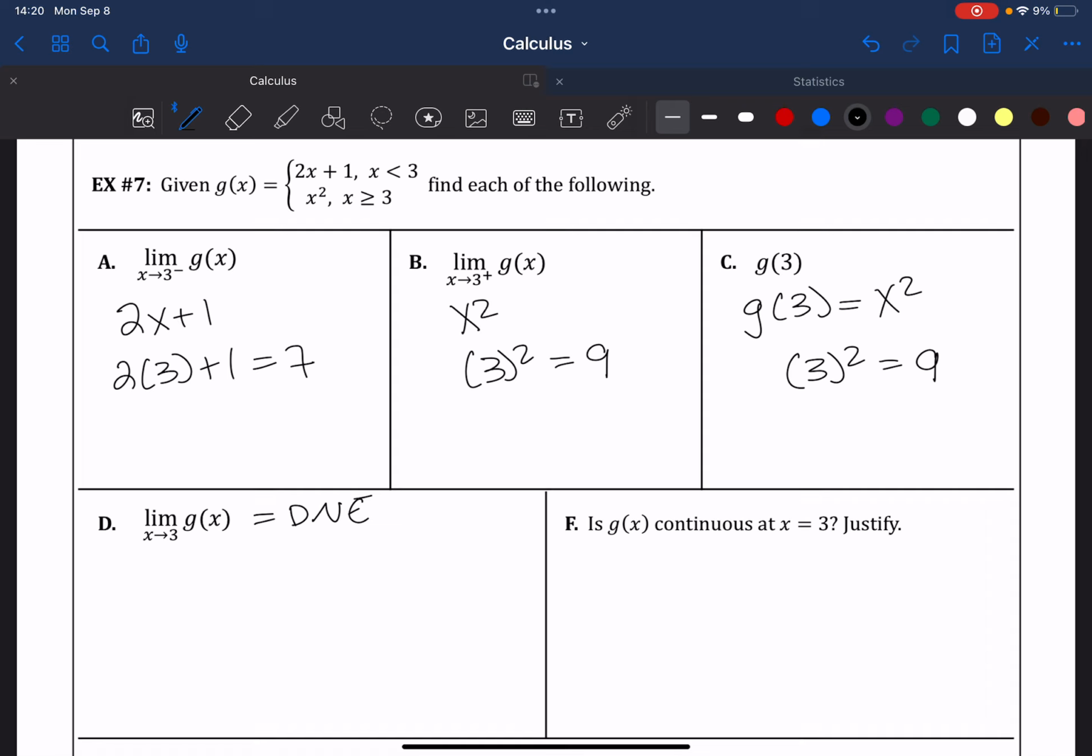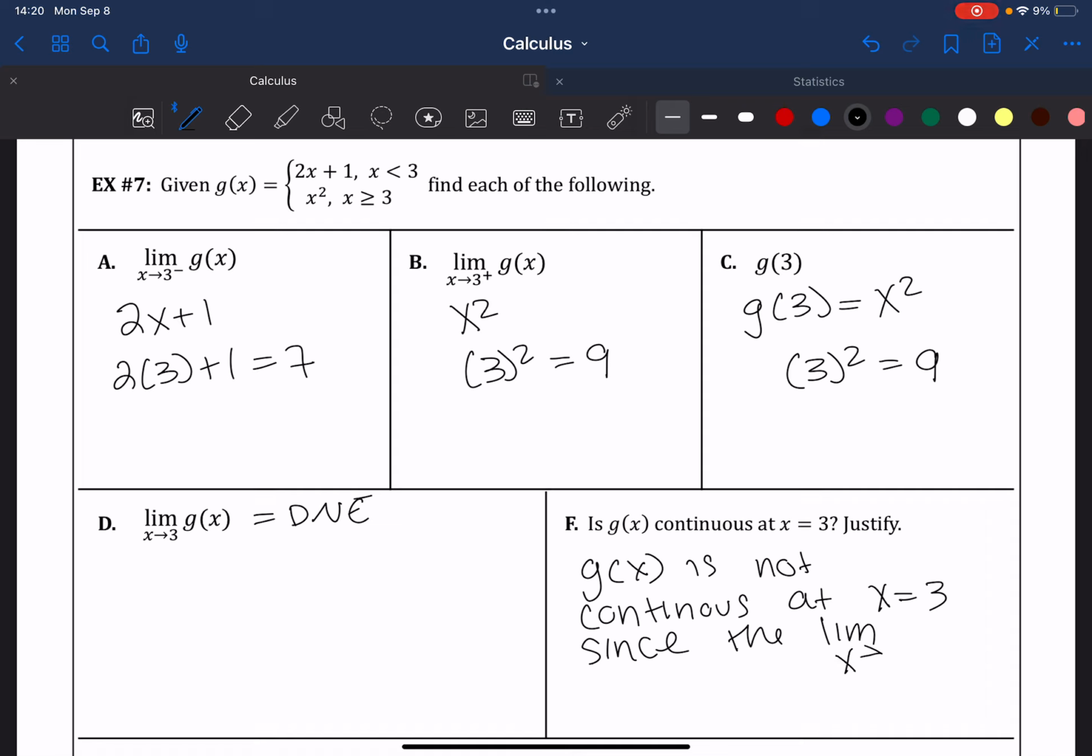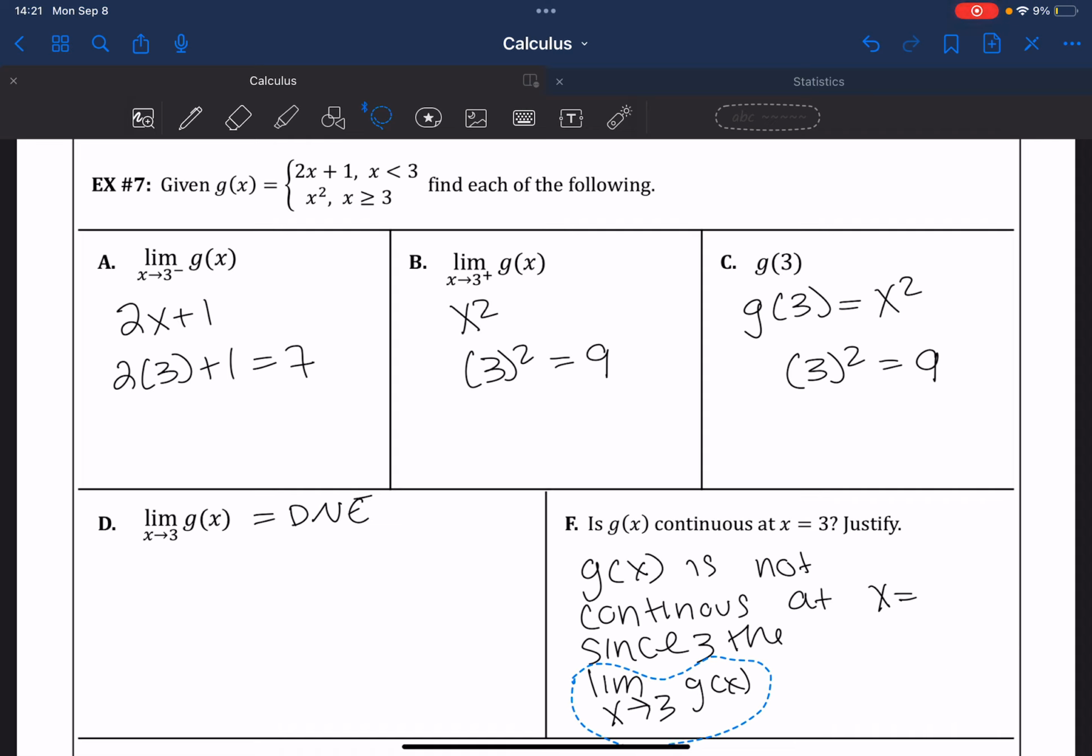Since it does not exist, we would say g of x is not continuous at x equals 3, since the limit as x approaches 3 of g of x is not equal to g of 3.